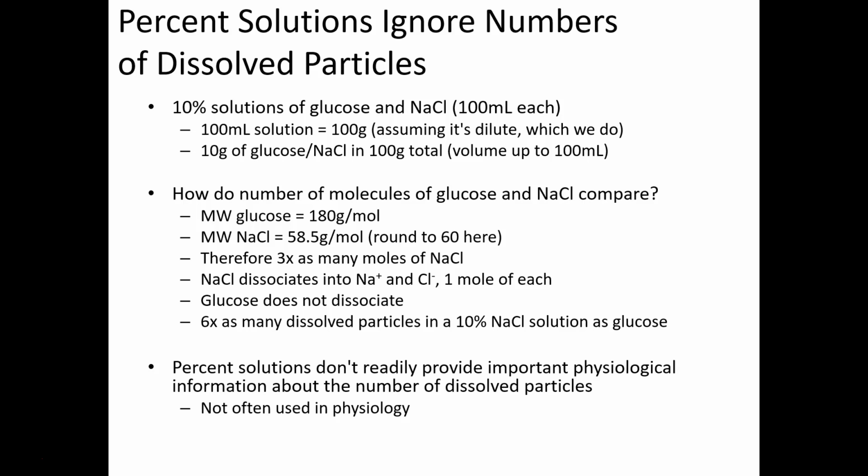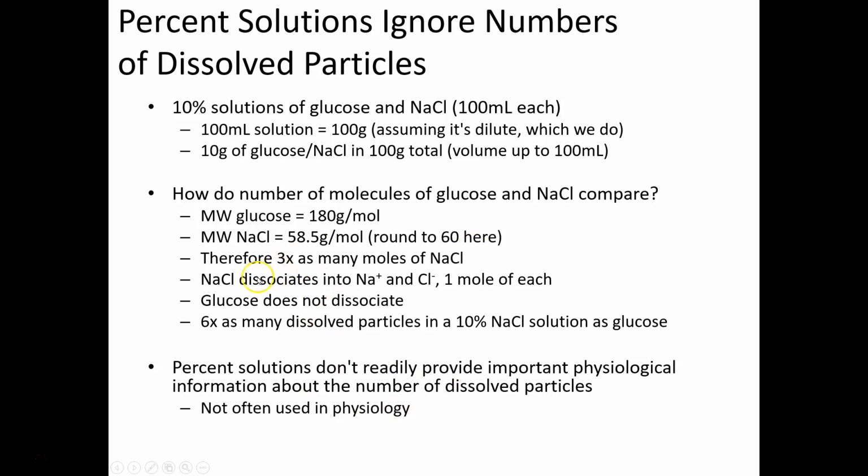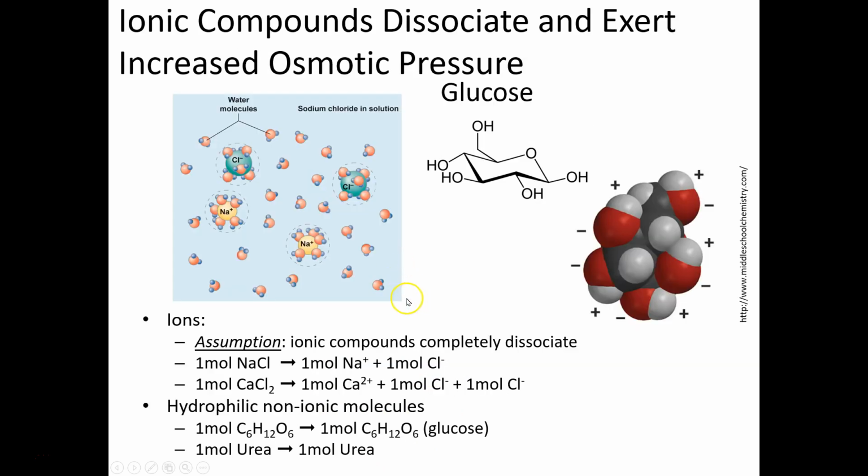So percent solutions are easy to make and they're easy to interpret in some cases, but then really difficult sometimes if you want to see what happens physiologically. So percent solutions we don't really use in physiology much. Getting back to this idea, and talk about dissociation. Again, it's something you should have talked about in your chemistry class.